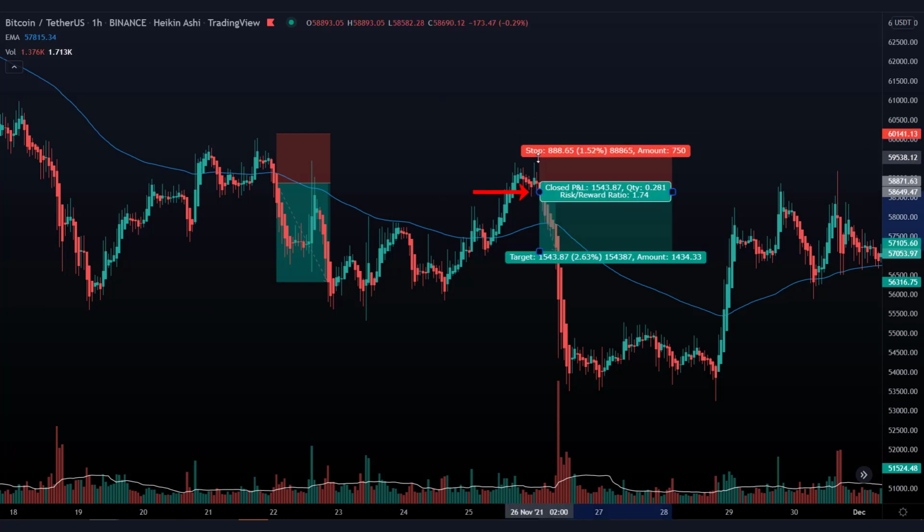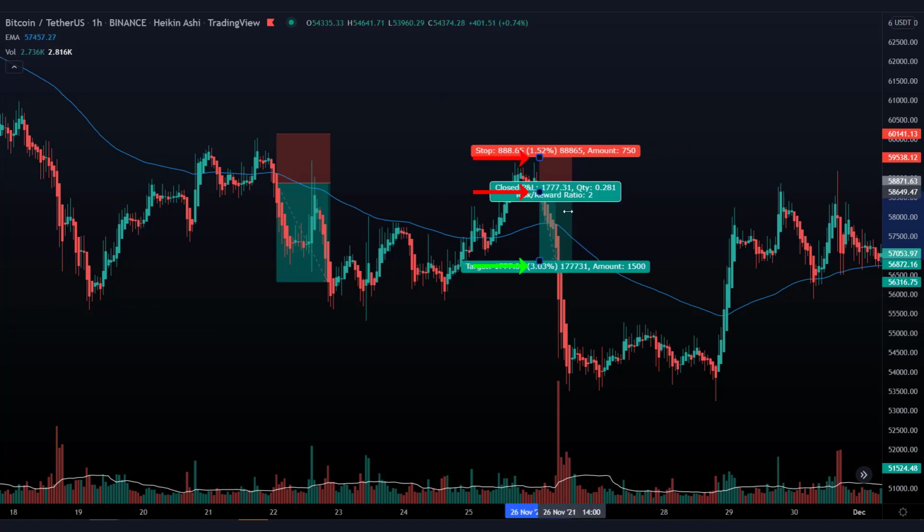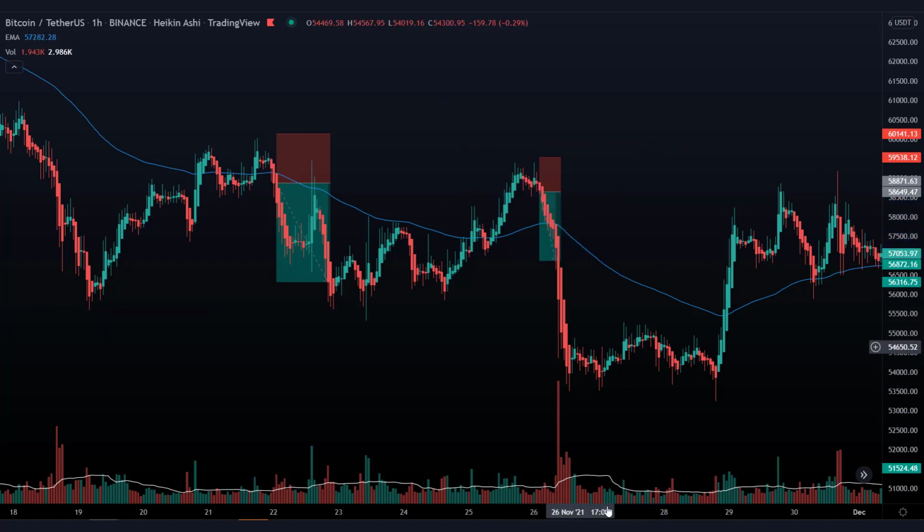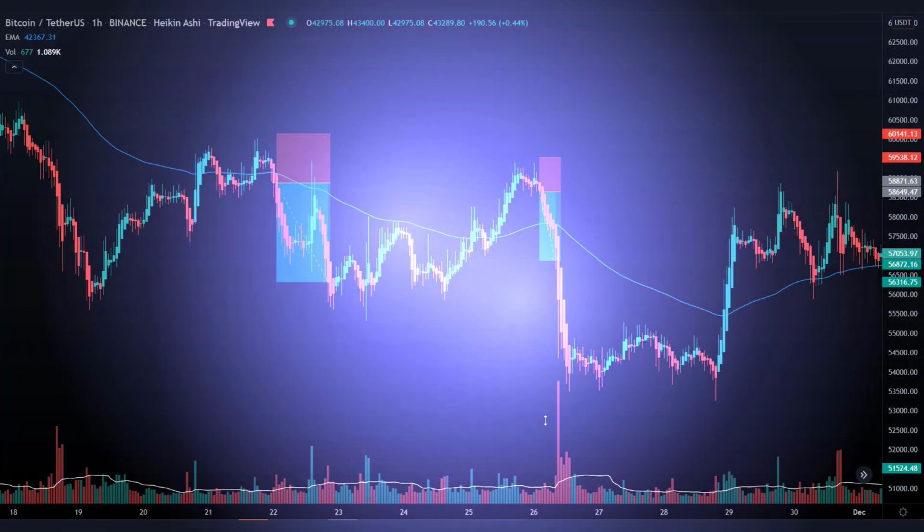I place the stop loss above the last high and take the profit at 2 times the stop loss. Again a nice risk-reward ratio of 2. I think the concept is clear. I will now backtest the strategy and then discuss the results.